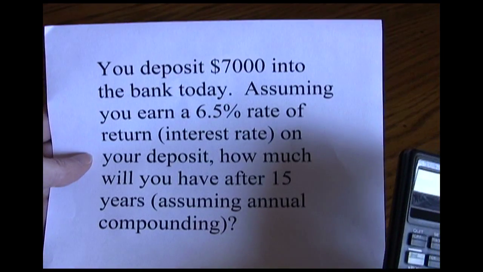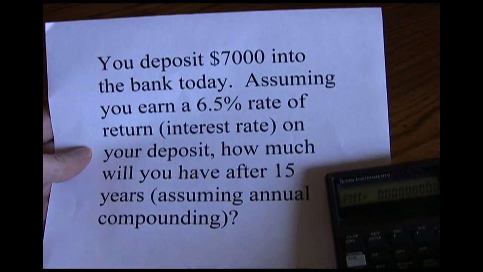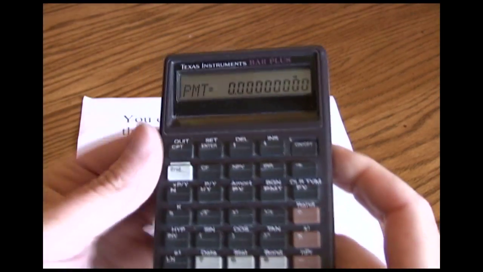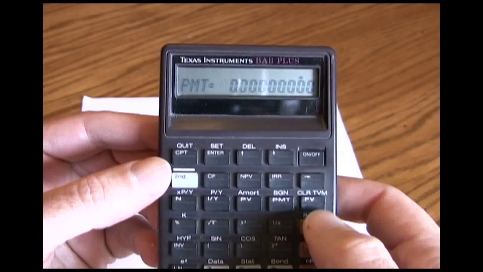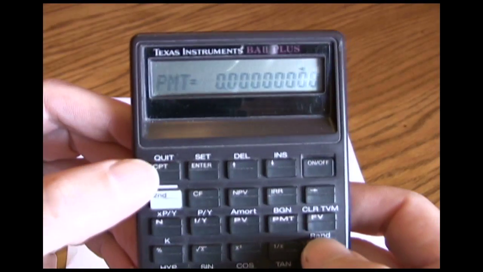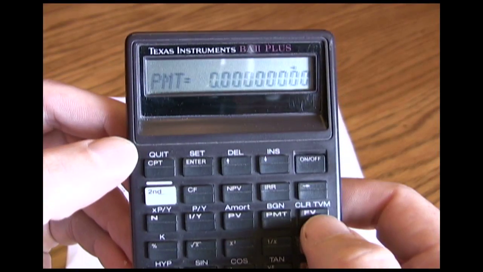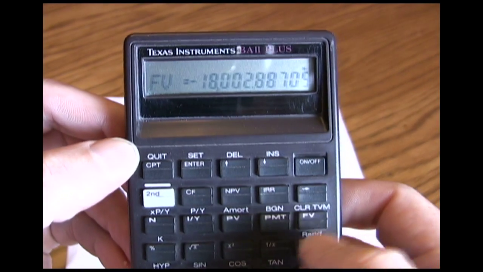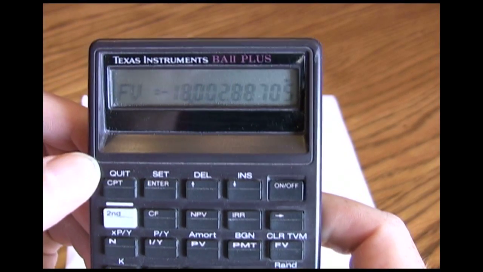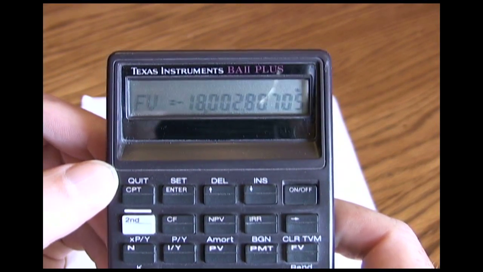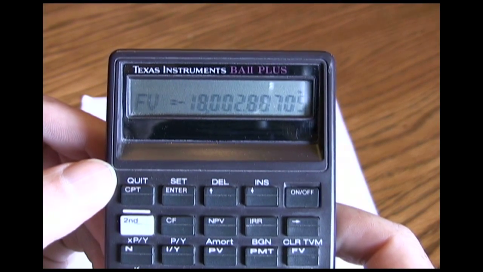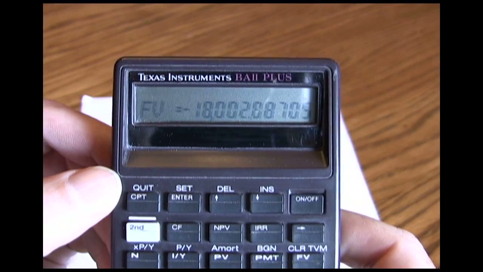Future value is what we're going to have at the end of the timeline, and that's what we're asking for here. How much will we have after 15 years have gone by? So once we've got all 4 of our values in, we can solve for future value. To do that, we first press compute CPT, and then what we're trying to solve, which in this case is future value, we get $18,002.89. So in this problem, our $7,000 will grow to a little over $18,000 during the course of 15 years.